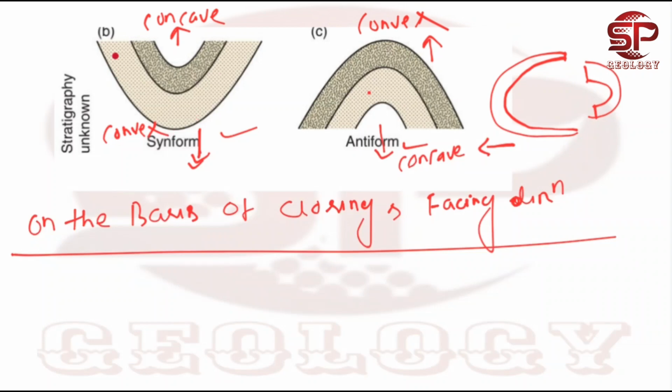So in synform, all the limbs will dip towards the center or towards each other. But in antiform, they will dip away from each other. So in synform, they dip towards each other. In antiform, they dip away from each other. This is the characteristic of antiform and synform.